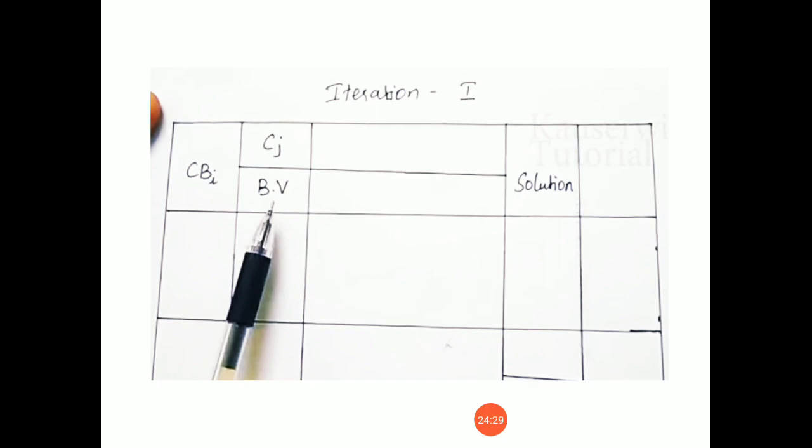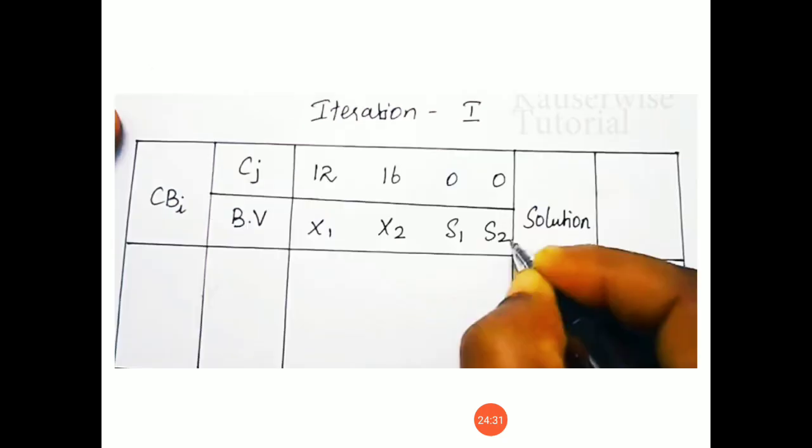So what were the elements? The same elements that we have written in the initial simplex table, that is 12, 16, 0, 0 in the coefficient of objective function. The same coefficients we have written here. Basic variables are x1, x2, s1, s2, the same thing that we wrote in the initial simplex table.